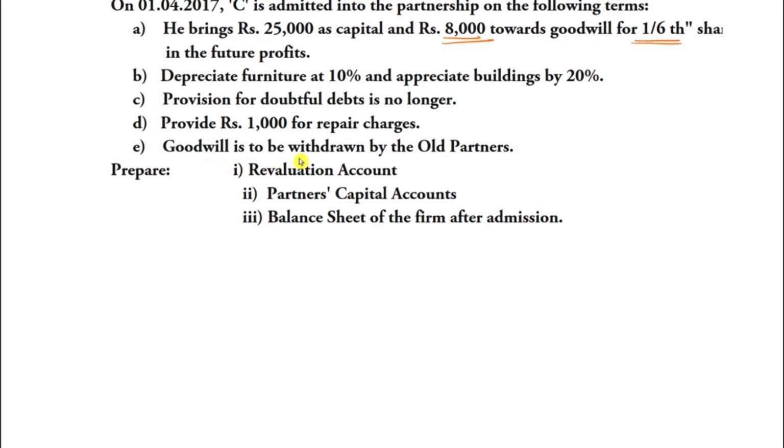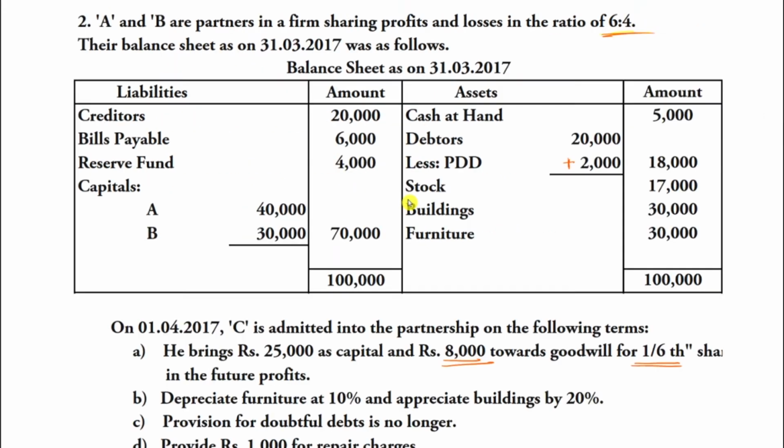Next, goodwill is to be withdrawn by the old partners. This is the first sum we are solving based on goodwill withdrawal. In the last problem, we did not mention withdrawing goodwill because in that situation we assumed there is no goodwill withdrawal. Here they clearly mention to withdraw the goodwill, so that will affect the partners' capital accounts.